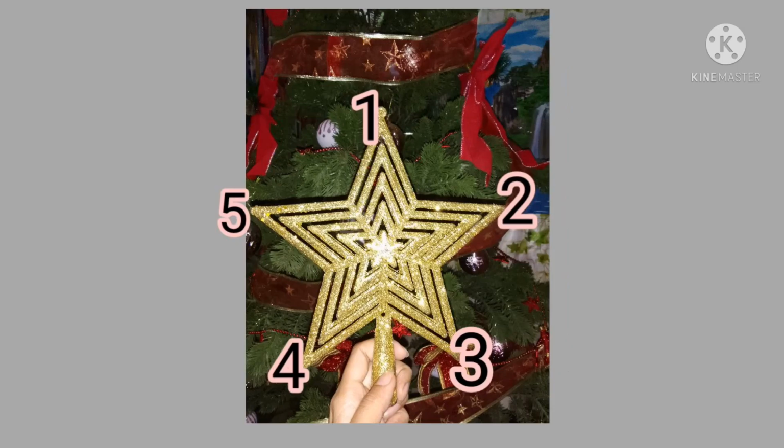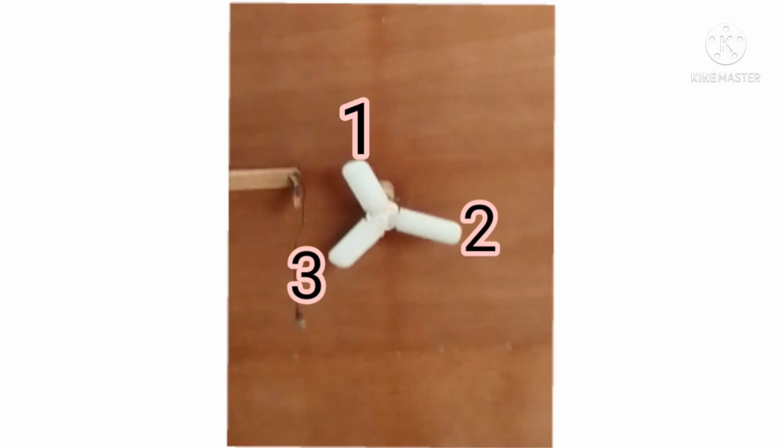Second is the star. This star is for the top of our Christmas tree, so I just use it as an example. The star has 5 arrows, and the third is the LED light.